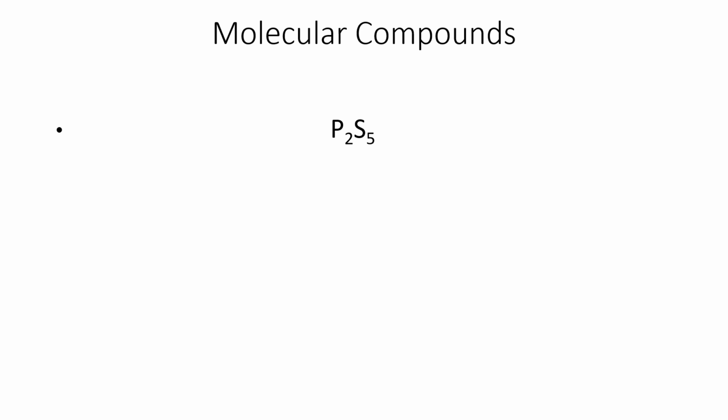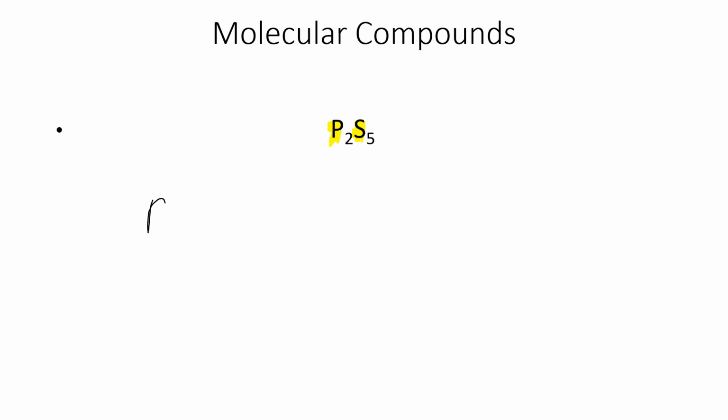We look at another example of a molecular compound, P2S5. Again, we look at the elements involved. We look at phosphorus. When we're looking at phosphorus, it's a nonmetal. When we're looking at sulfur, it's a nonmetal. So we have two nonmetals here. That's what's telling us that we're dealing with a molecular compound. So we're going to go through and we're going to name this. Remember, no ions in place here. We're not writing out any ions.